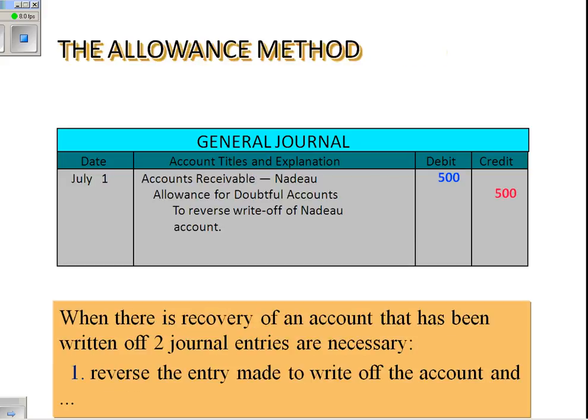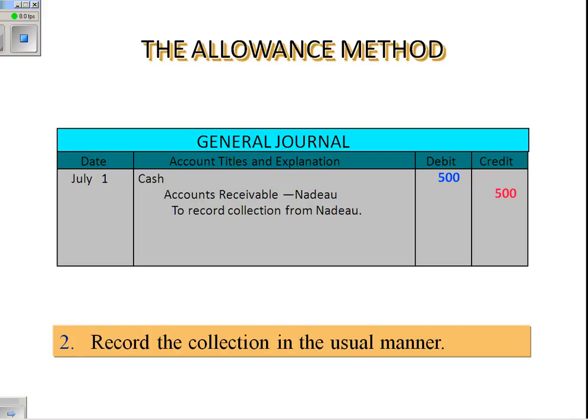When there is a recovery of an account that has been written off, so we assume a person is not going to pay us, and then all of a sudden this person comes into some money and they end up paying us, it requires two entries to record it. One, you have to set the accounts receivable back up. So you reverse the entry made to write off the account. So you debit accounts receivable and credit allowance for doubtful accounts. And the second entry is to recognize the cash that you received from the person and credit accounts receivable to write them off your books.